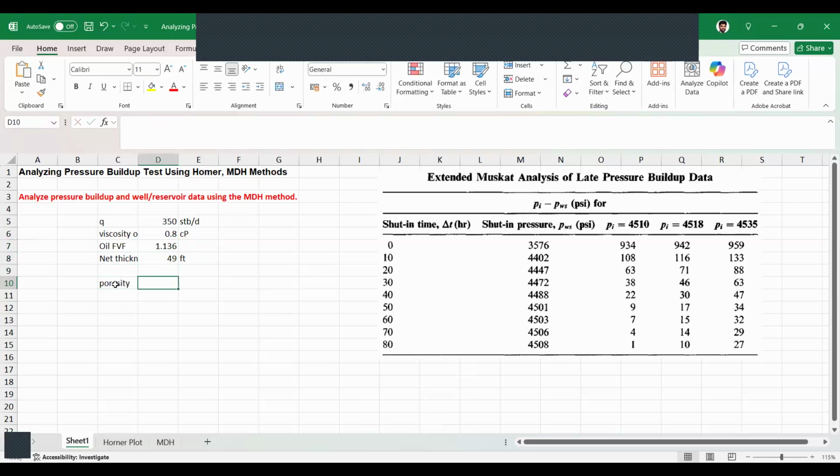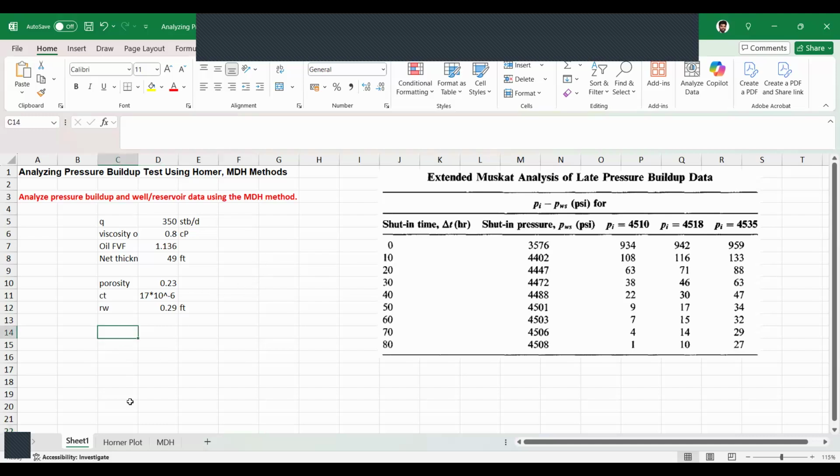And porosity is 0.23, and CT, total compressibility, is 17 times 10 power minus 6, and RW is 0.29 feet. Sorry, it's inches. I'm sorry. No, it's feet only. Yes. So this is the data that is available for you, and you can just calculate the permeability and skin factor.